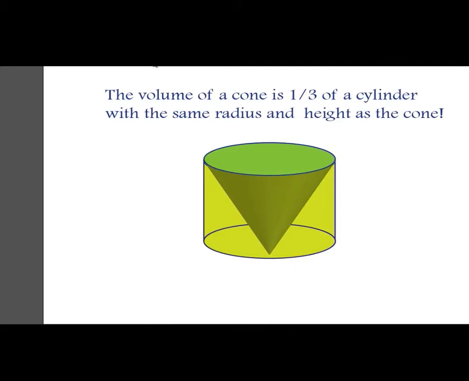It says here the volume of a cone is 1/3 of a cylinder with the same radius and height as the cone. So as you can see here, this cylinder and cone both have the same height and, of course, the same radius. The circles, the bases, are the same.